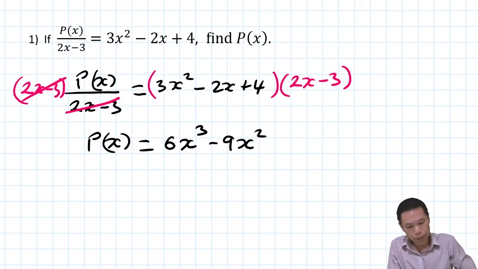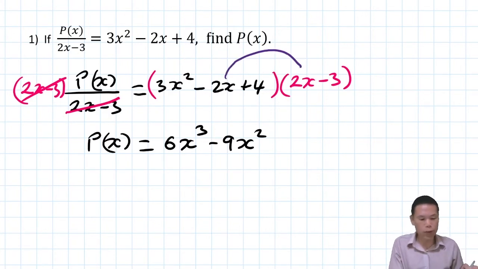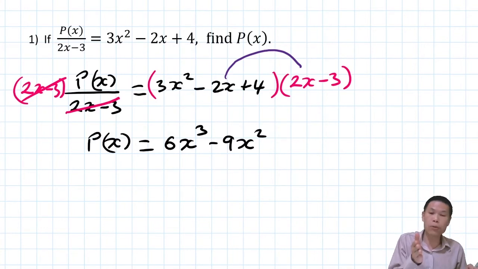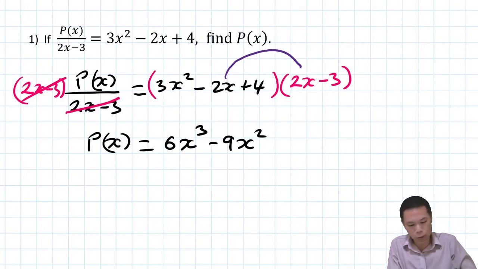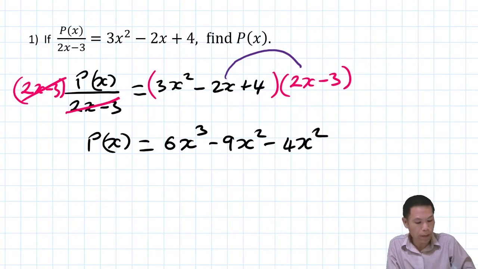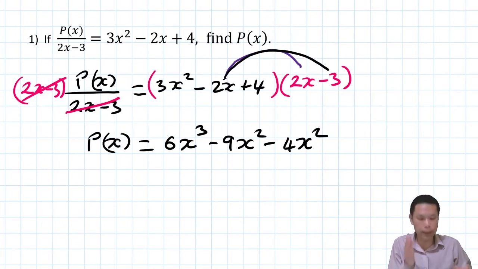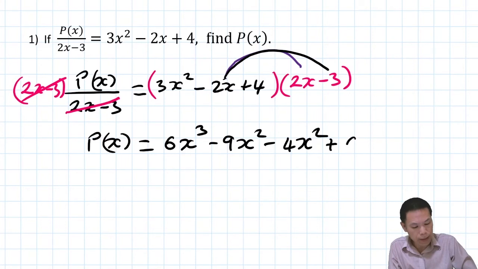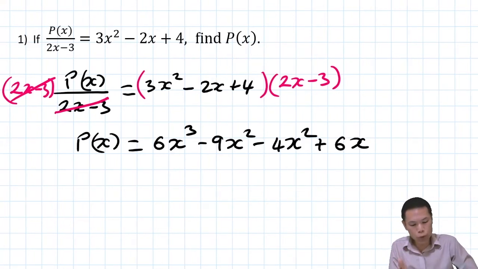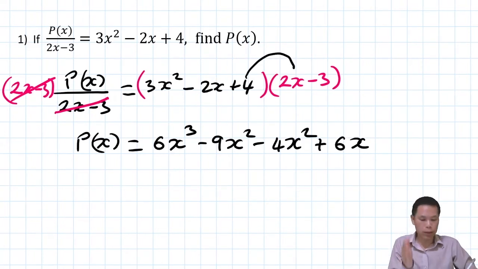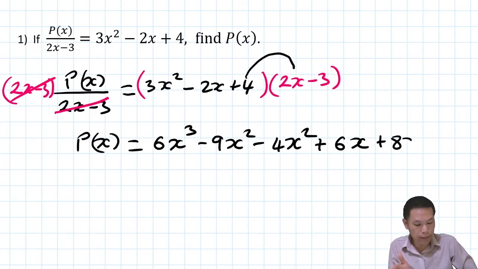And then we have negative 2x times 2x. So 2 times 2 is 4, so minus 4x squared. And then we have minus 2x times negative 3. So 2 times 3 is 6, so the answer is 6x. So it's just plus 6x. Then we do 4 times 2x, which is 8x. And we have 4 times negative 3, which is minus 12.